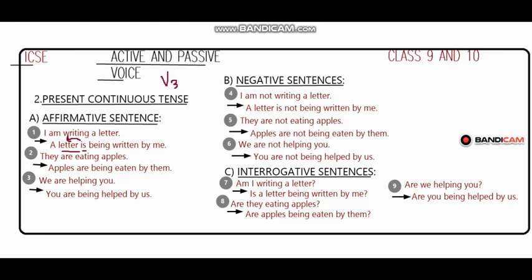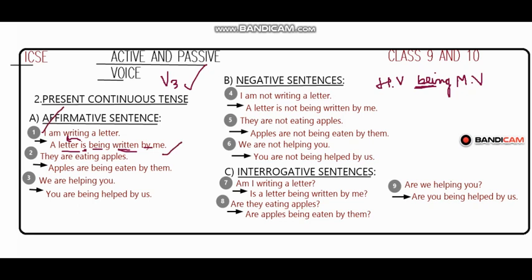So a letter is, and whenever continuous tense is there, we always use the word being, and then the verb's third form. We must keep in mind that here is our helping verb and this is our main verb, and in between these two we keep being. So as you can see, between is and written, the third form, we write being, and then by, and then our subject as an object.